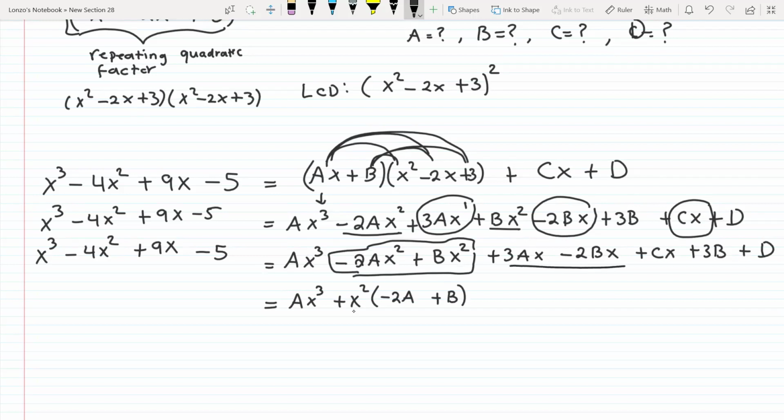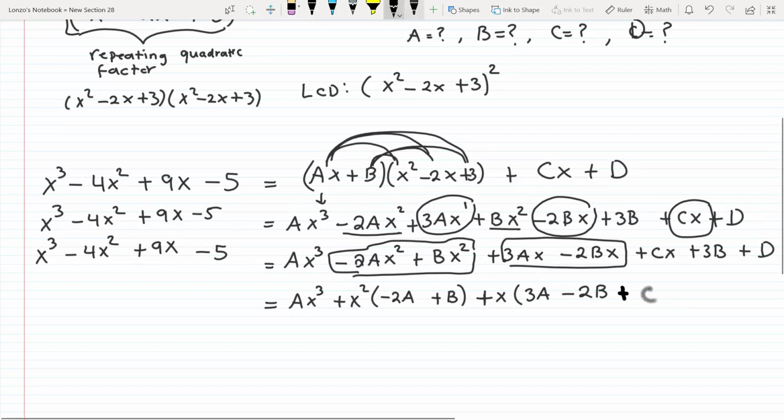And then the same thing with these two terms. They both have an x, so I can factor out 1x. Oops, I forgot the c. Good. And then you're left with the 3b, 3b plus d.